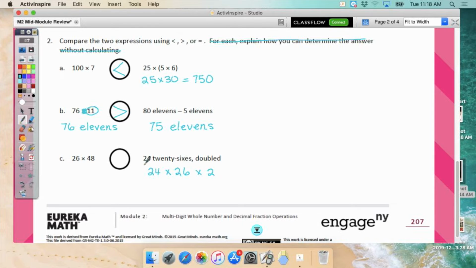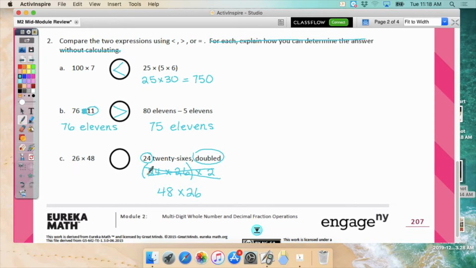That's one way to think of it. So this answer doubled. I don't want to do that, do you? No, here's what I want to do. I want to take 24 and I want to double it. So 48. That would be 48 times 26. That didn't help us at all, did it?